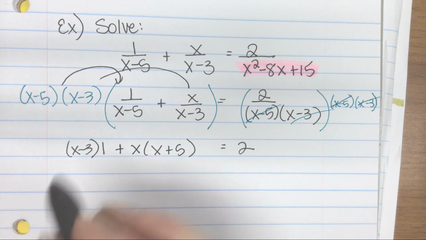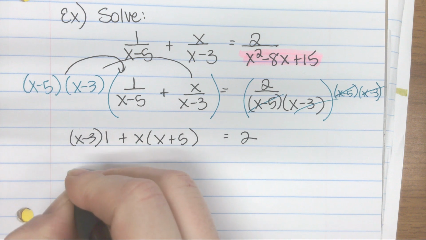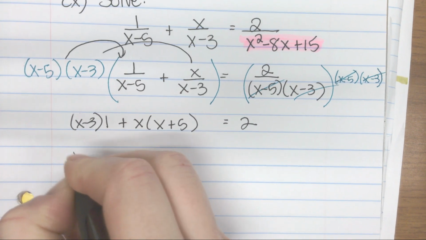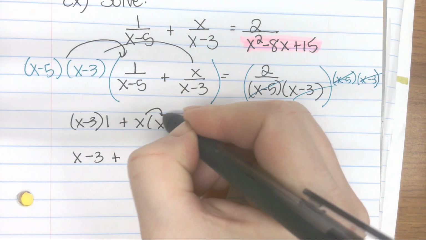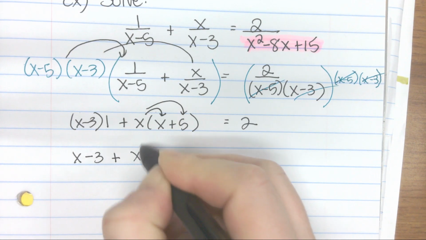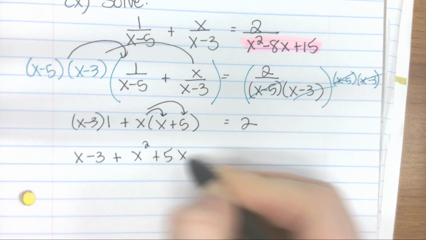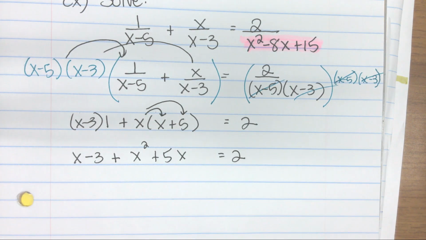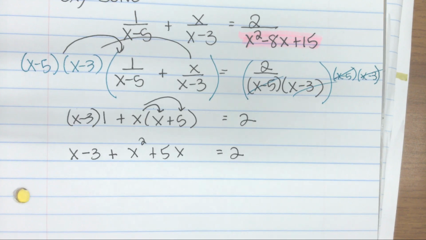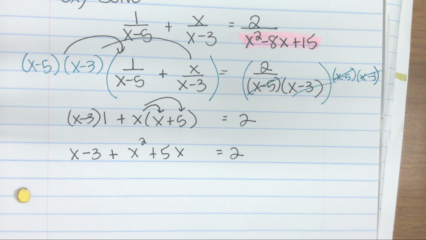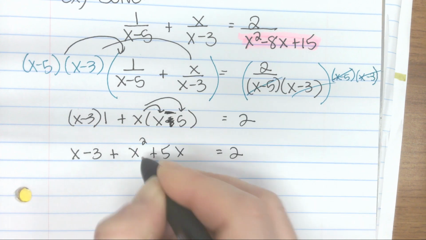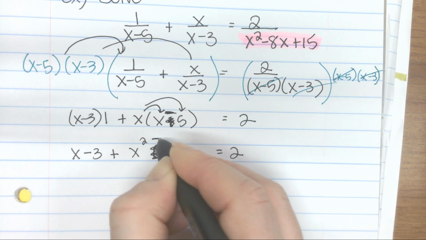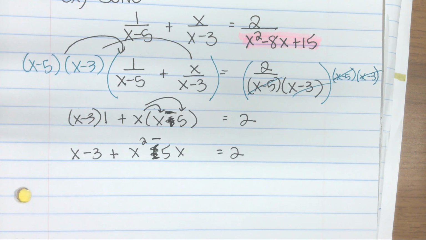So I have x minus 3 plus x squared plus 5x equals 2. Why did you change to negative 5? Hold on, did I? Oh, Wendy, Jolly Rancher for Wendy. That's a negative 5. Thank you. Whew, that would have caused problems later on.